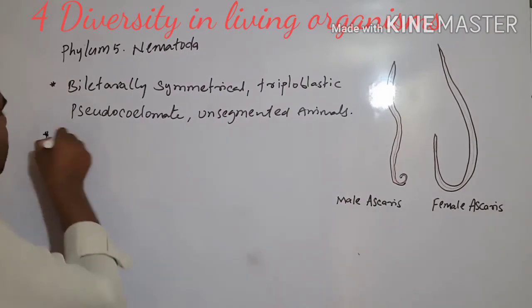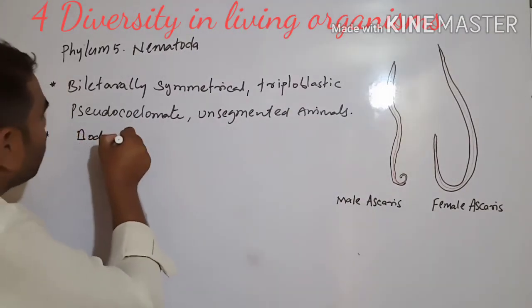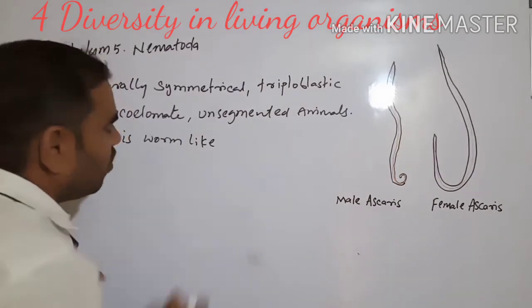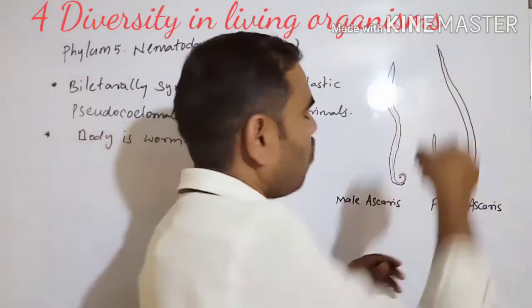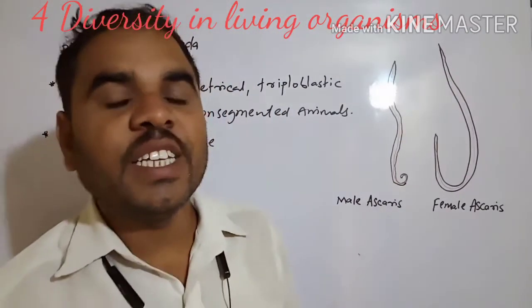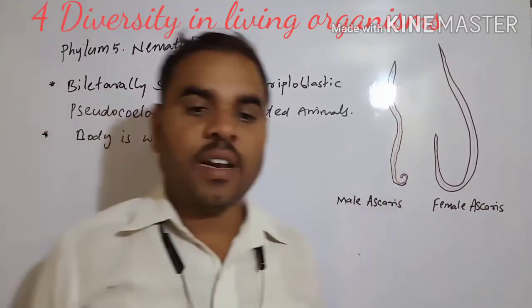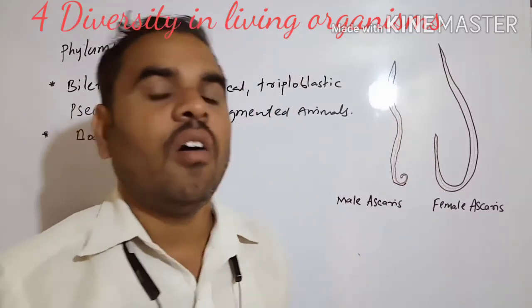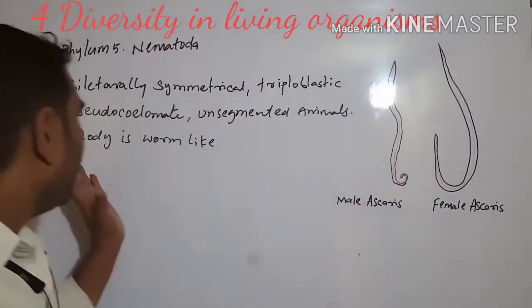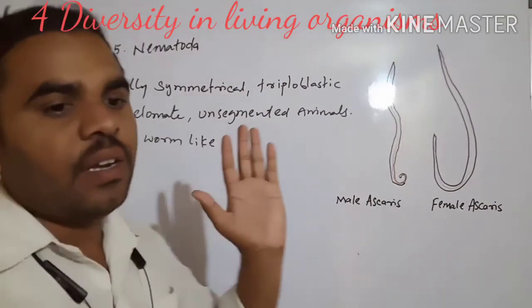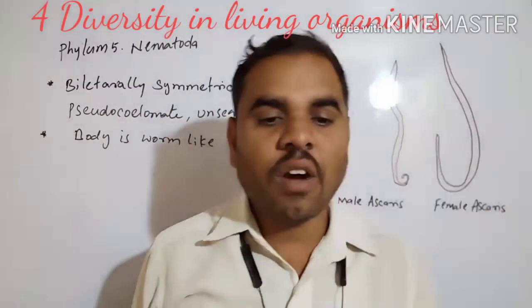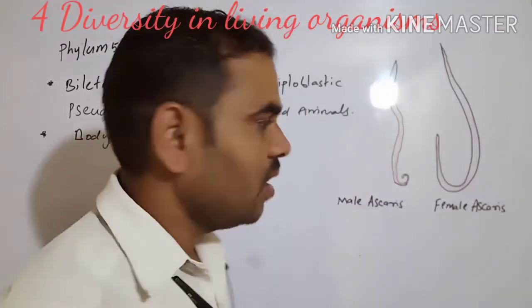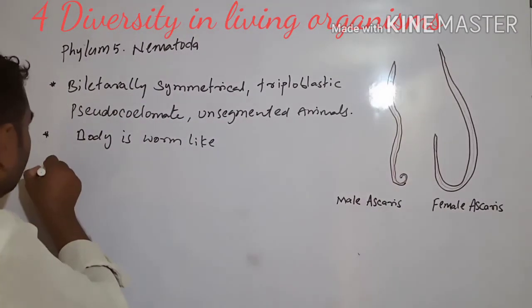Next, the body is worm like. Their body is worm like, round and cylindrical, tapering at two ends, cylindrical or flattened. The body is covered with a tough and resistant cuticle. Cilia is absent.